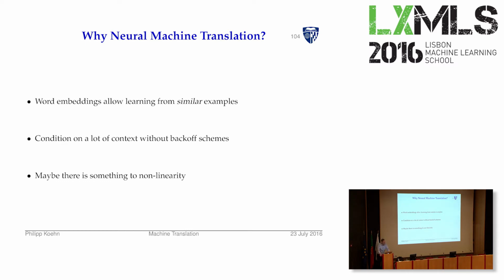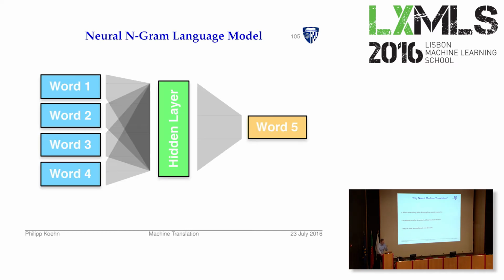They also make it very easy to condition on a lot of context without having to deal with really tricky back-off schemes. And there may be something to non-linearity. I'm not entirely sure if there's some real benefit in having these more complex computations in there. So let's just start with a language model.